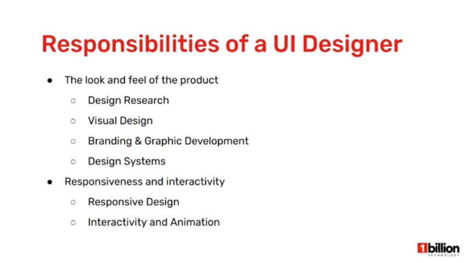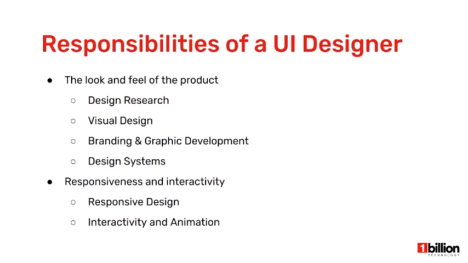There are responsibilities we can categorize mainly as the look and feel of the product, and the responsiveness and interactivity. Look and feel of the product includes design research, visual design, branding and graphic development, and design systems. Design research includes information about users and competitors and gives insights into the latest design trends. While visual design includes designing the product layout and all the visual elements of the user interface, including colors, fonts, icons, buttons, and everything else.